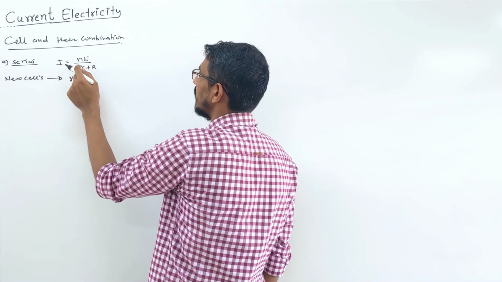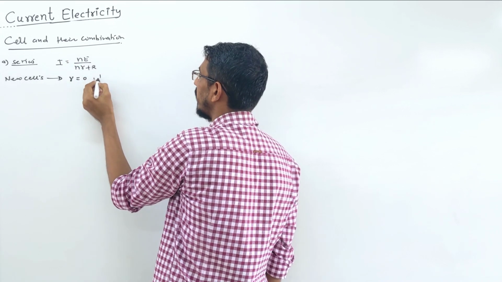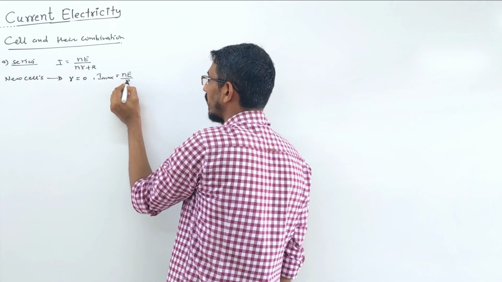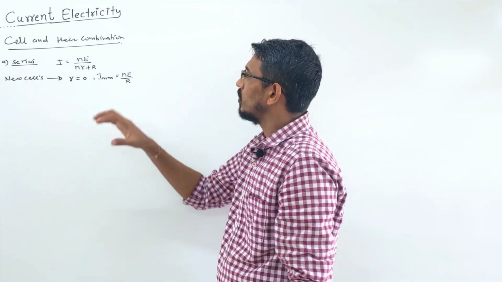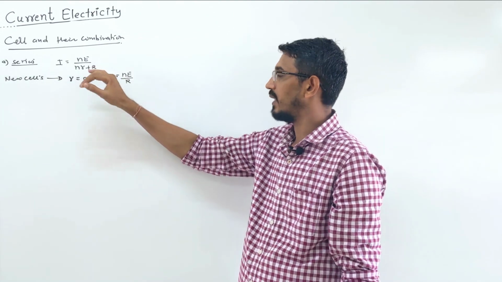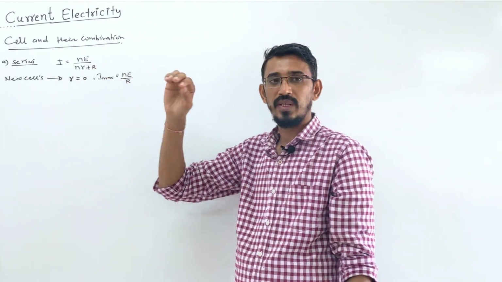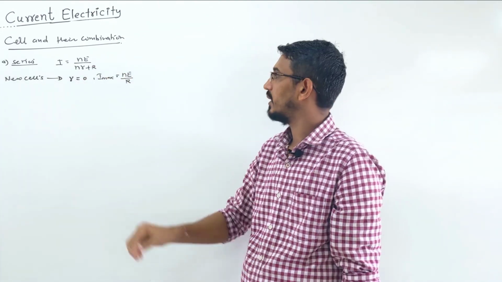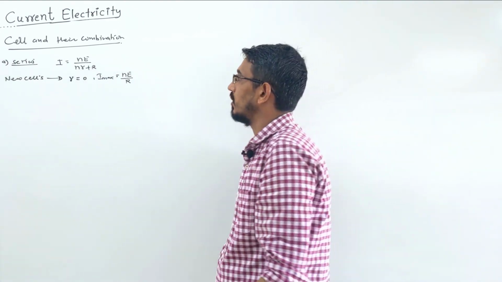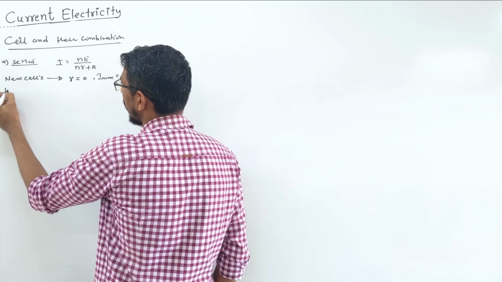When you buy a new cell, the internal resistance is 0. In that case, what's the current? This term becomes 0, then you get the maximum current, I max, which is n E upon R. So if you have new cells, or the external resistance is bigger than the internal resistance, you should connect them in series to get maximum current.